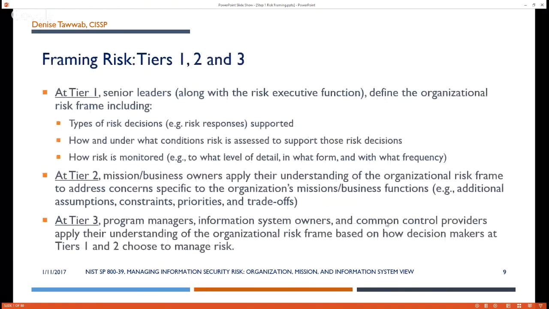Risk framing happens at all three tiers of your organization, starting at the organization level, then moving down to the mission business tier, which is tier two, and finally going to tier three, which is your systems tier. At tier one, your senior management is going to define your organization's risk frame, and that means you're going to talk about things like the types of risk decisions, the risk responses that you're going to support, how and under what conditions risk is going to be assessed, because you do have to do risk assessments.